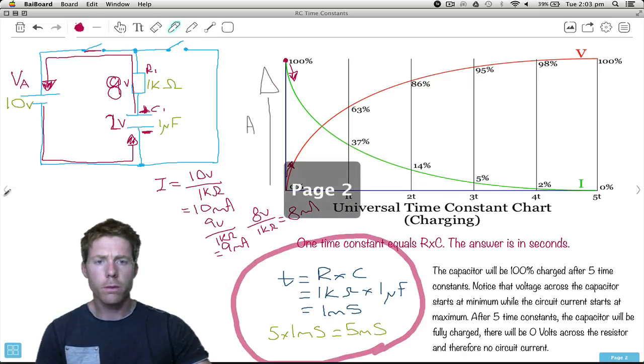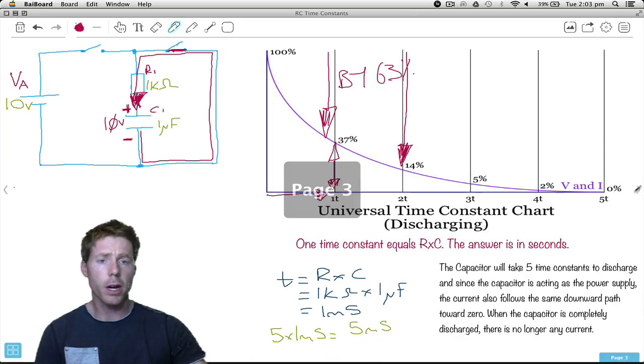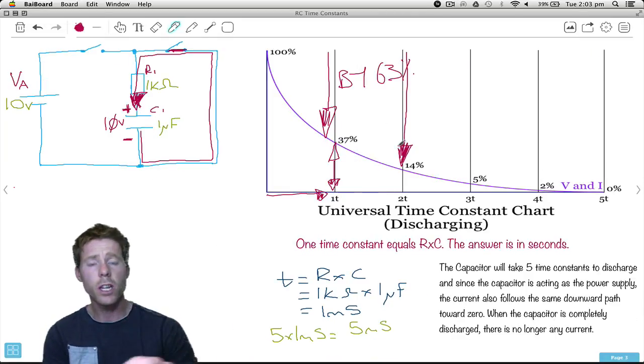Ooh, did I get that wrong? Why is that? Oh, there we go. It's going to drop down by 86%. So now we're sitting at 14%.